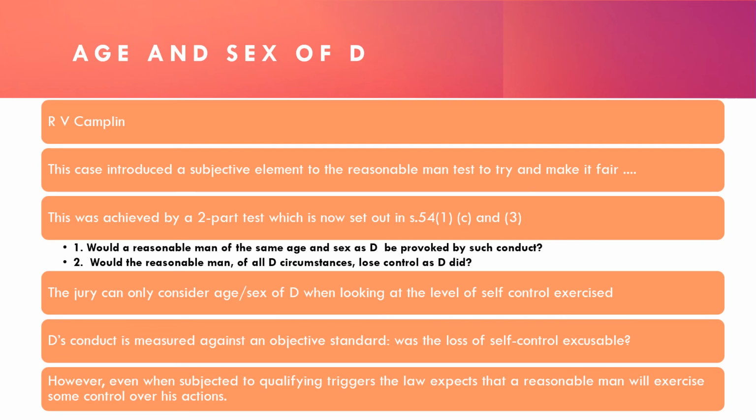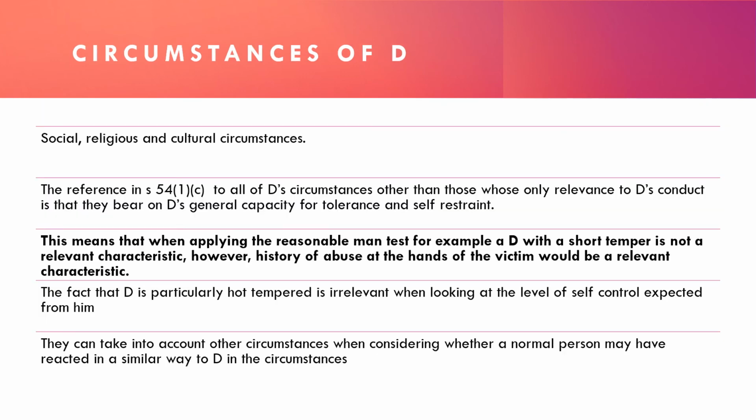So the jury can consider the age and sex of a defendant when looking at the level of self-control exercised. As you might imagine, a 15-year-old boy would react differently to a 50-year-old man. So the defendant's conduct is measured against an objective standard: was the loss of self-control excusable? However, even when subjected to qualifying triggers, they do expect a reasonable man will exercise some control over his actions.